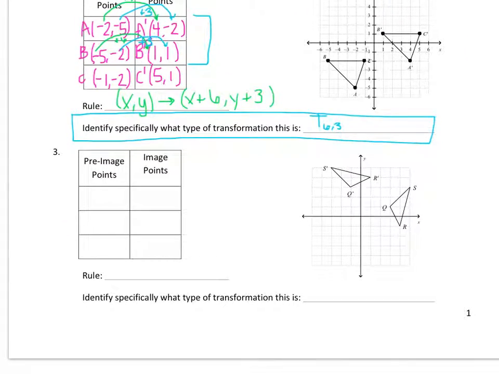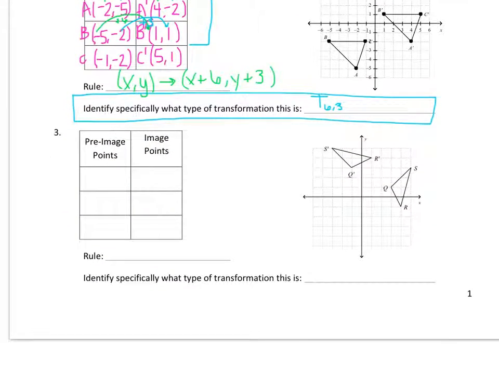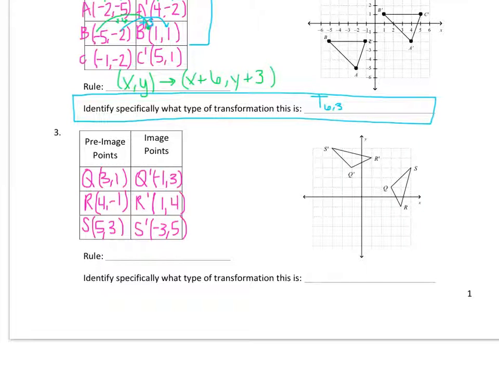In our last example here, we're going to again write the coordinates for Q, R, and S. Also Q prime, R prime, and S prime. Do that and then check back in with me. Okay, so now you should have the coordinates for Q, R, S, and Q prime, R prime, S prime. Just double check yours with mine.